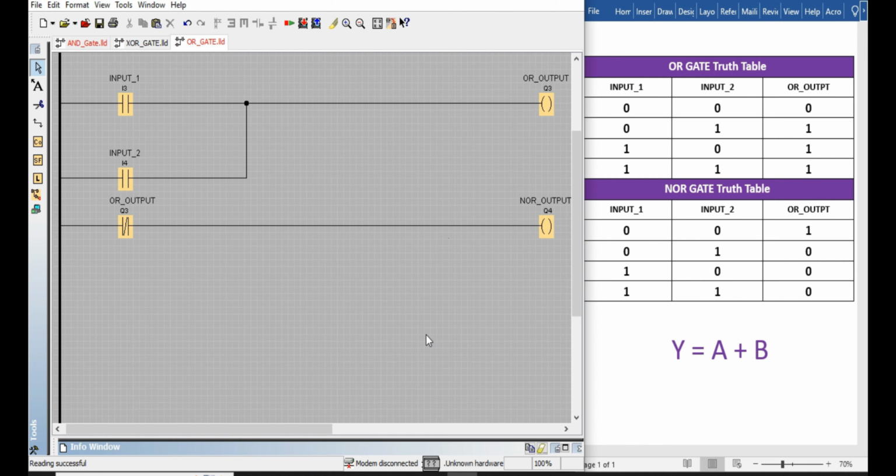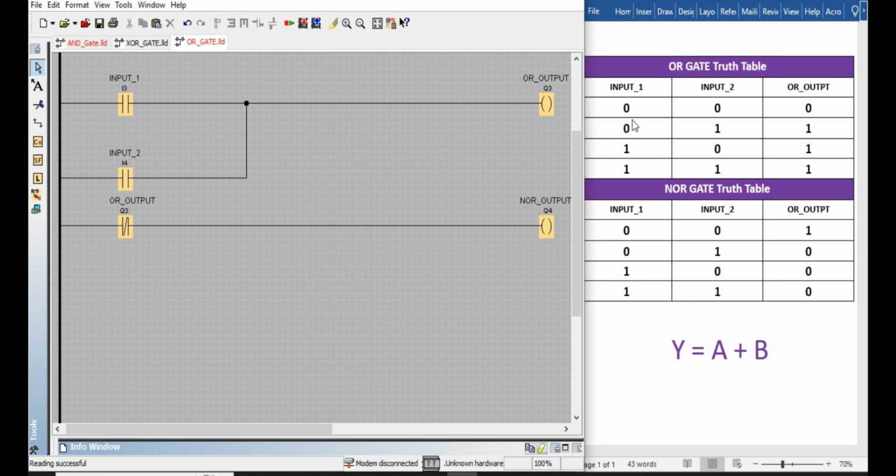Welcome to Creative World. In this video, we will implement OR gate using ladder logic PLC programming language. Algebraic expression of OR gate is y equal to A or B. A and B are the inputs of OR gate and y is output of OR gate. Here is the truth table of OR gate.